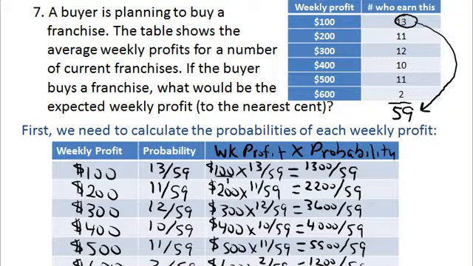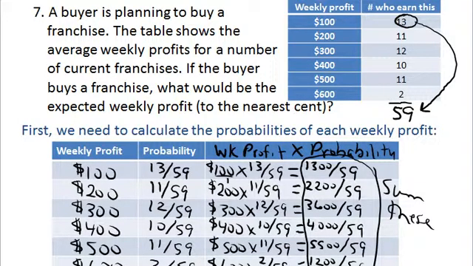And remember, the expected value is just the sum of all these products. So the expected weekly profit is nothing more than the sum of all those numbers. And I think I'll just write it here.